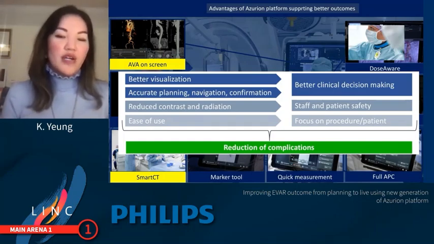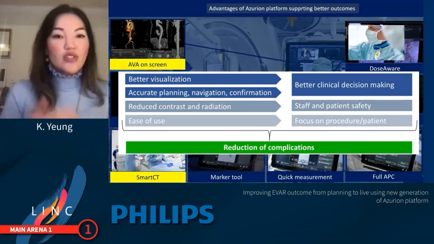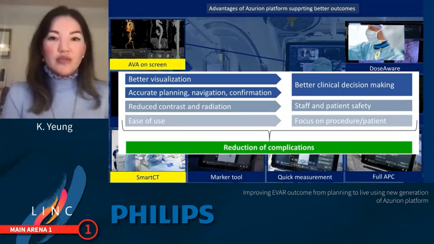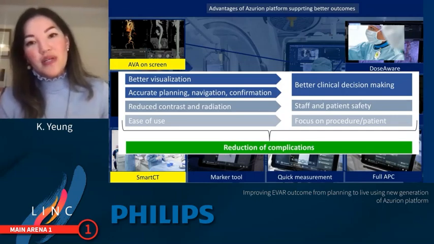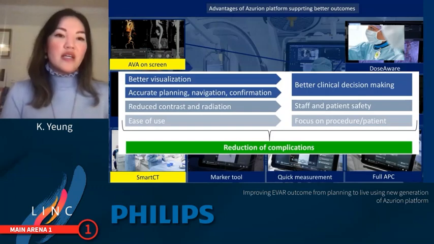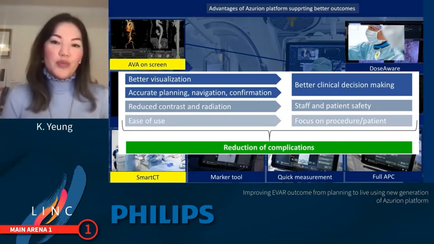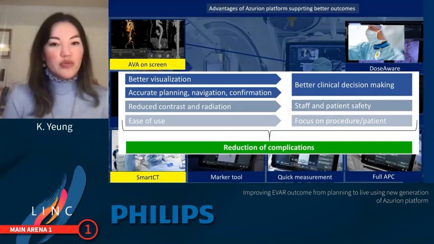It has a very intuitive workflow, and also reduces contrast and radiation, providing better staff and patient safety. It's very easy to use. There are iPads, you can work with a mouse on the screen, and you can focus totally on your procedure and your patient, and all these things will reduce complications.